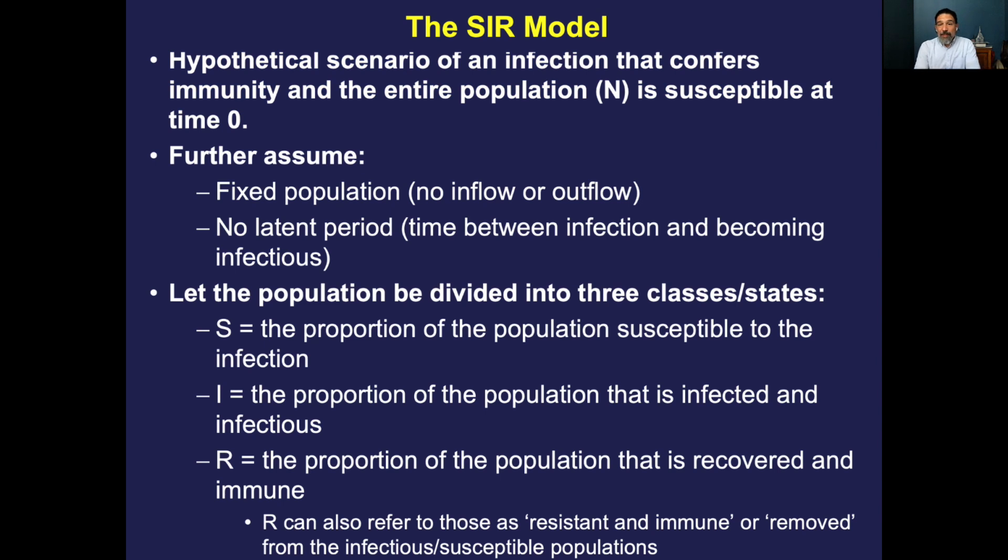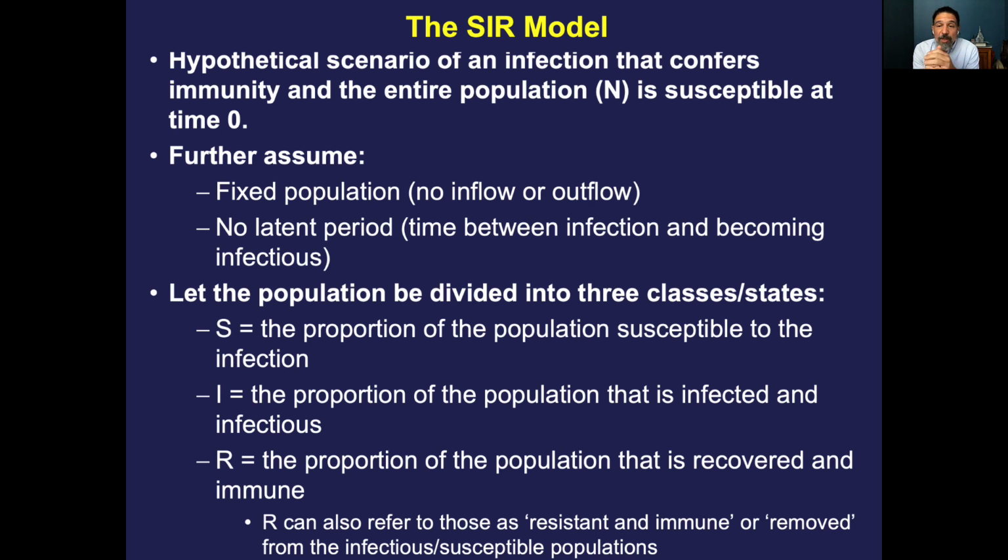The most basic mathematical model for infectious diseases is the SIR model. And this model is intended to reflect a hypothetical scenario for an infection that confers immunity after someone recovers, so they're immune, and that also the entire population is susceptible at the start of the modeling process. So those are two very important aspects of the hypothetical scenario for these models.